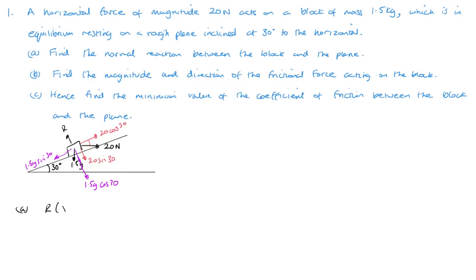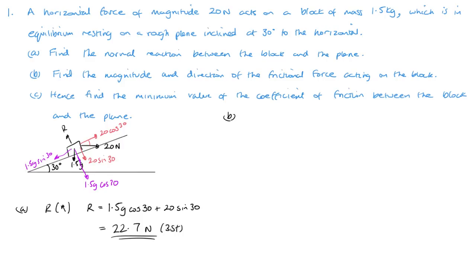For this, we want to resolve perpendicular. So R is going to be equal to 1.5g cos 30 plus 20 sine 30. And that is 22.7 newtons to 3 significant figures. And I'll store that in my calculator as A.